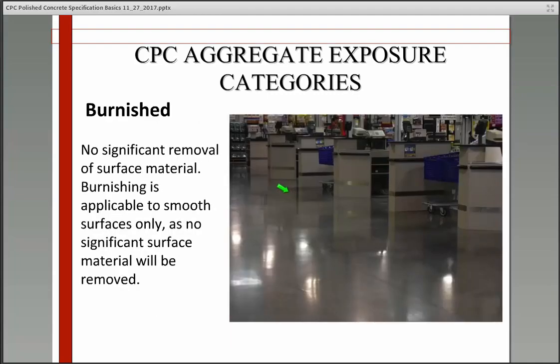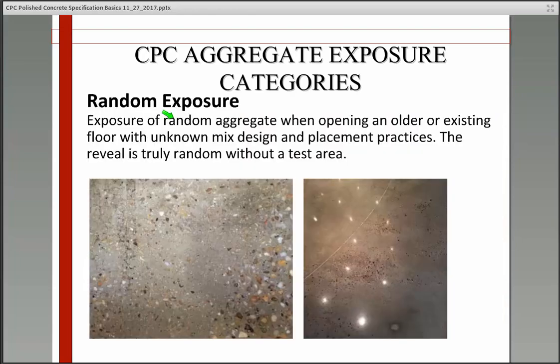These are just some examples of burnished concrete. A random exposure, so this is where I was talking about if you start with an existing slab. When you start with an existing slab, you may get some cream, you may get some coarse aggregate, and you may get a little bit of fines where you have the cement. So this would be a Class A, maybe a Class B, and a Class C, all on the same floor.